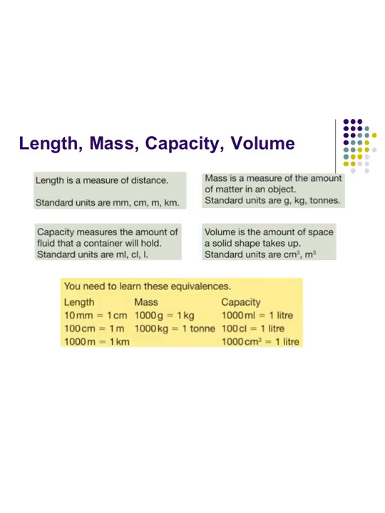Just a quick recap here. You know that length is a measure of distance, but remember your standard units, these are important. Mass is a measure of the amount of matter in an object, and standard metric units are grams, kilograms and tonnes. Capacity, the amount of fluid that a container will hold, so we have our standard units, millilitres, centilitres and litres. And volume is the amount of space a solid shape takes up, so centimetre cubed, metre cubed and so on. And you need to make sure you can do these conversions, you need to know these.